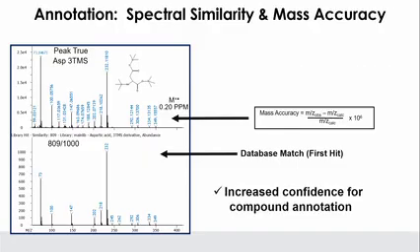But we don't rely just on spectral similarity searches. It's not just database matching. We also do mass accuracy calculations on the fly. And mass accuracy is defined there. We are at 1 part per million on average or better. So increased confidence for compound annotation. And that's what PH was talking about earlier. There's a bit of confidence even without a standard.